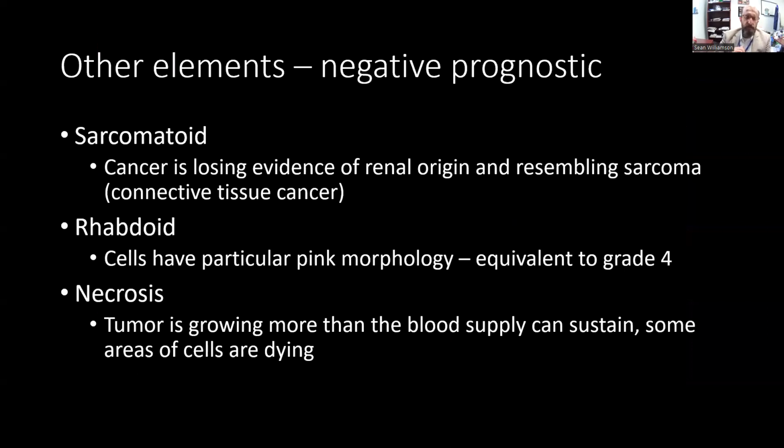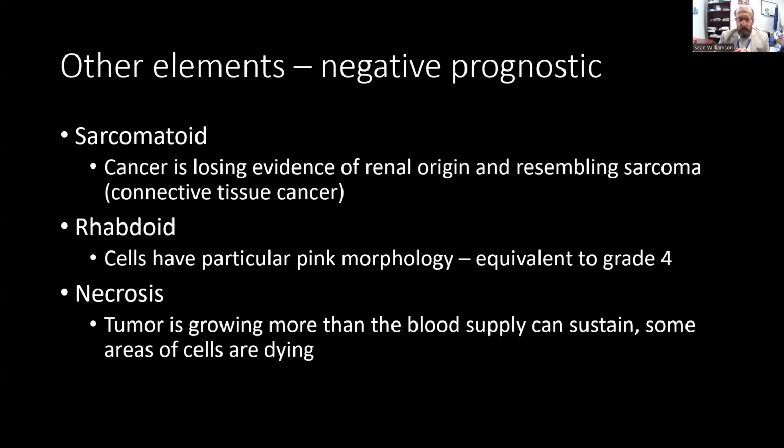Sarcomatoid refers to when the cancer is kind of losing its evidence of arising from the kidney. So we see this clear cell renal cell carcinoma under the microscope. We know that that is what cancer of the kidney usually looks like, and we could say, as a pathologist, I'm looking at this microscopic slide, and I know this is probably a renal cancer. But with sarcomatoid, the tumor is losing that evidence that it looks like a typical renal cancer and starting to resemble a different type of cancer known as a sarcoma.